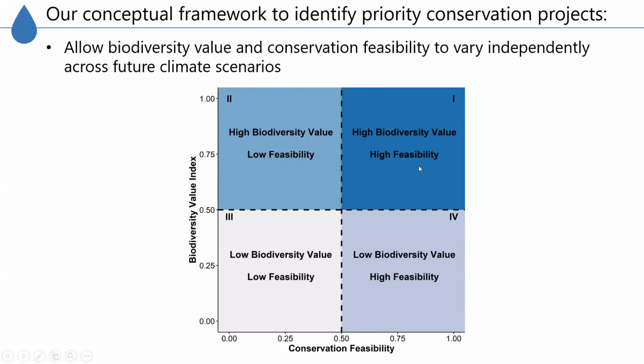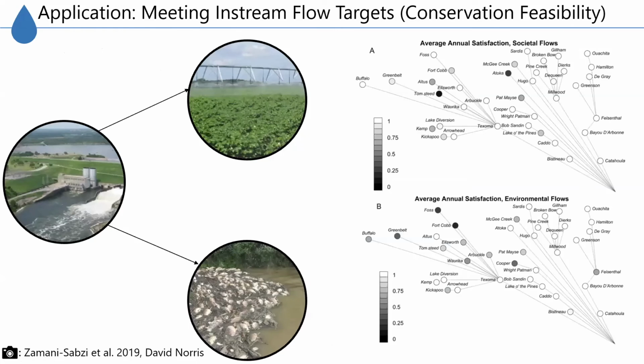So we can coarsely rank sites in terms of where they fall within this quadrant plot here. Ideally, we would want them to be high biodiversity value, high feasibility, but there are some differences in the quadrants, and I'll get to that in a little bit. So we wanted to apply this to meeting in-stream flow targets in terms of conservation feasibility. So what's the likelihood of success of that conservation action?